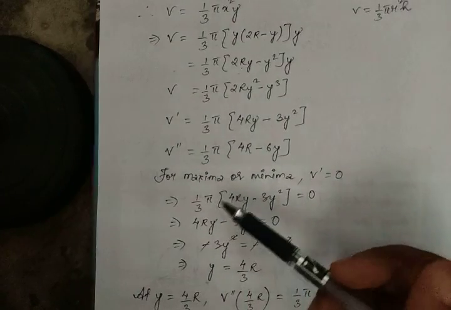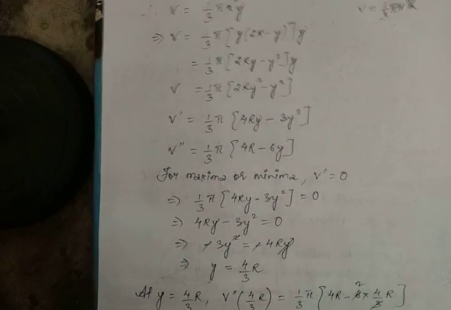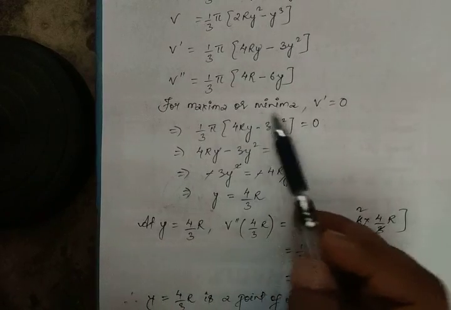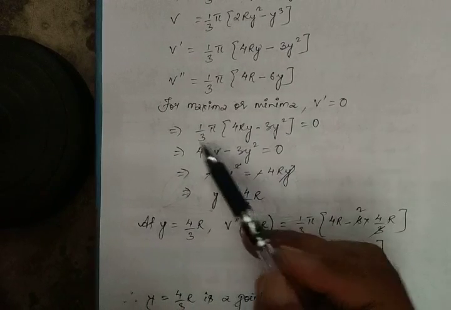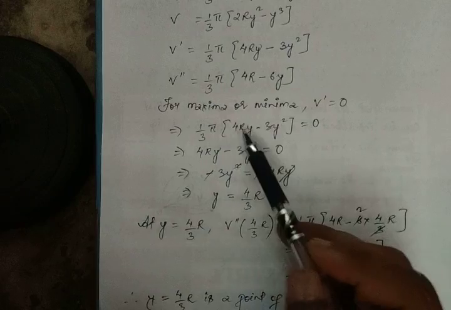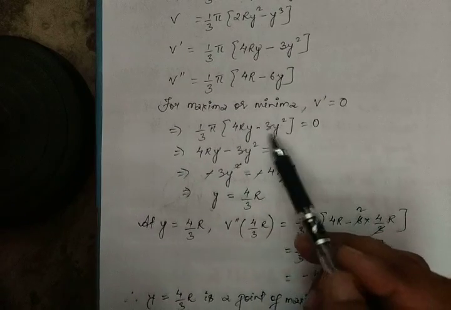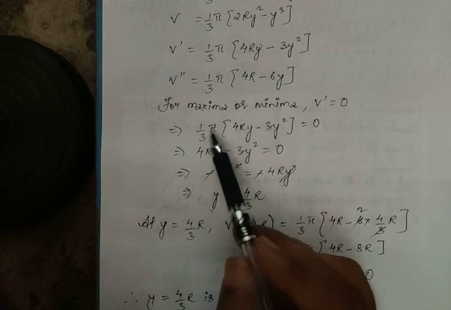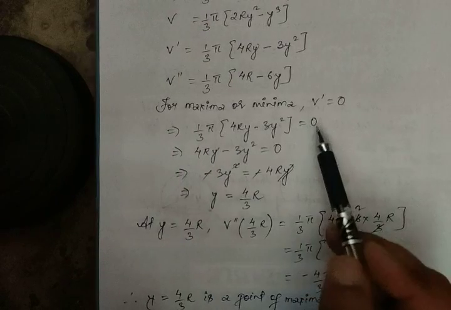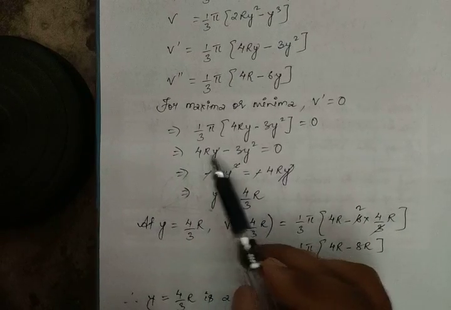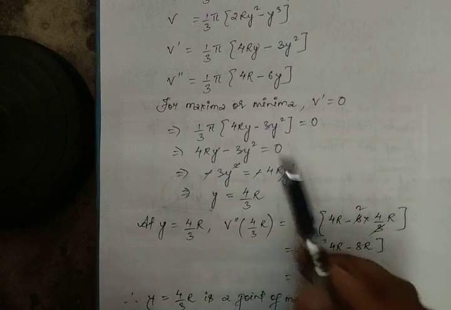Now to find the point, what do we have to put? We have to put v dash equal to 0, right? So for maxima or minima, v dash equal to 0. Now what is v dash? 1 by 3 pi into 4ry minus 3y square equal to 0. So from here we'll get the value of y. So 1 by 3 pi is multiplied here. If you bring it to the right hand side, it will be divided. So 0 by something is 0 only. So we'll get 4ry minus 3y square equal to 0.